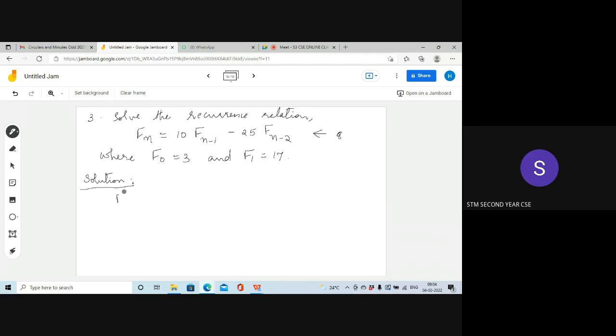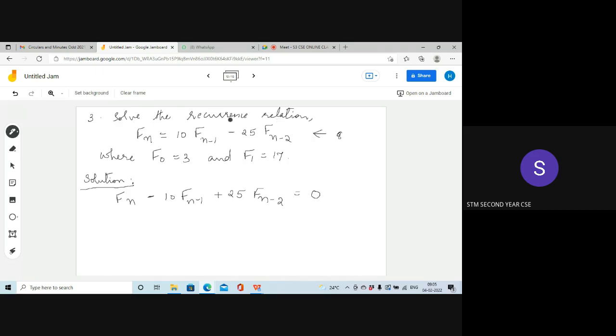See, this question, I can rearrange it. So bring these terms to the left-hand side. It is homogeneous. Why do you call it homogeneous? f_n - 10 f_(n-1) + 25 f_(n-2) equals, is there any term left on the right-hand side? No, it is equal to 0.